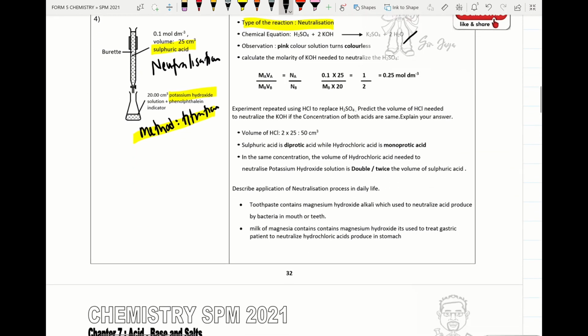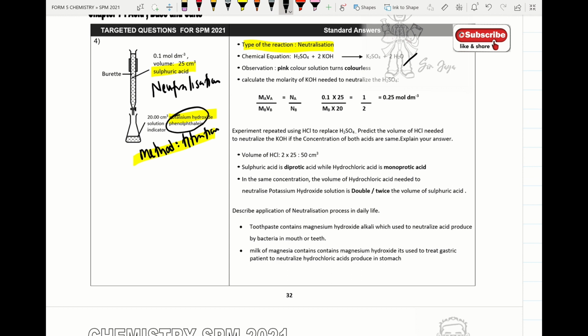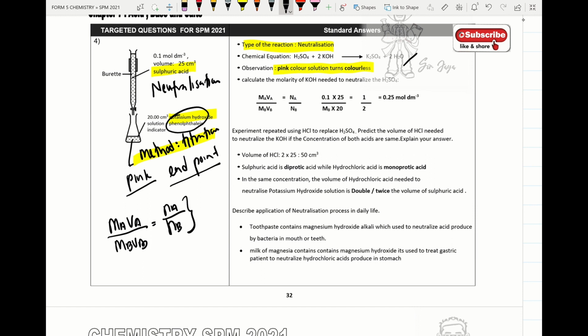All right, and please remember the observation: when phenolphthalein is added to potassium hydroxide, the solution will be pink in color. So at the end point or neutralization point, the observation will be the pink solution turns colorless. And please remember the titration formula: MAVA over MBVB equals to NA over NB. This is the number of mole. Please find it from the equation. So here the number of mole of acid is 1, and potassium hydroxide number of mole is 2.